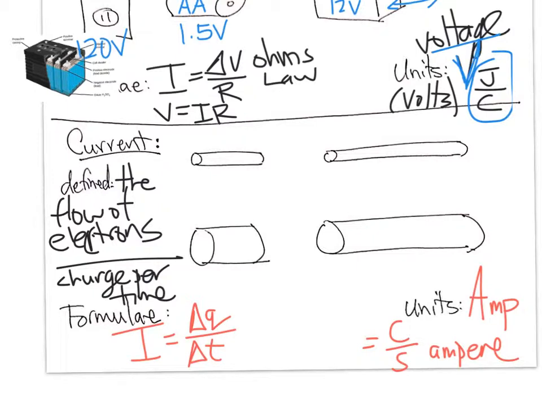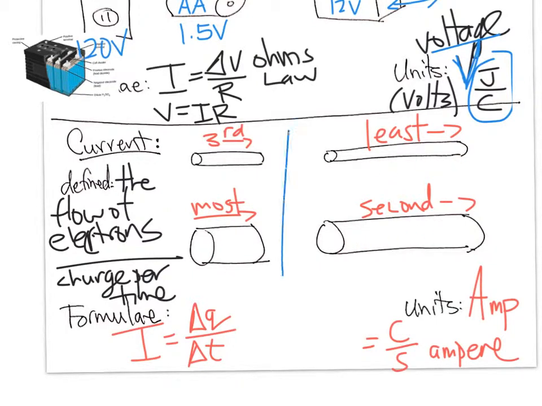So hopefully you're thinking about that. The reality is that, well, let's talk about current. The most current would flow through this, the most through there, then the second most through here, then third most, and the least current would flow through this type of wire, because it has the highest resistance. Notice these are fat, or they have a greater cross-sectional area. These are long, these are short. So those two things play a role.